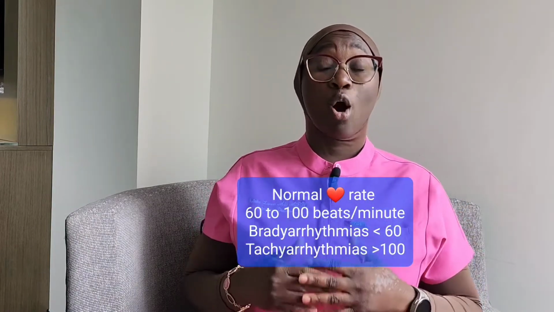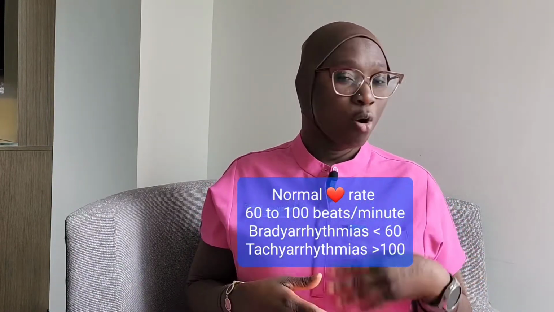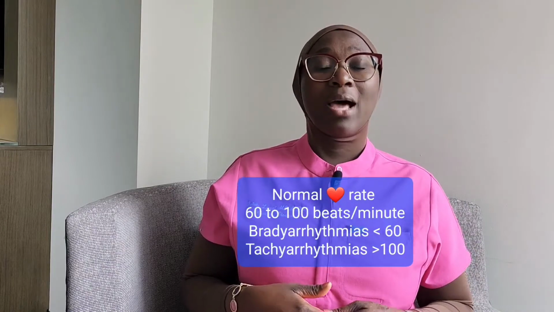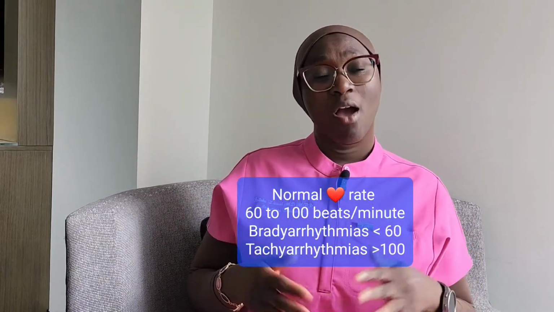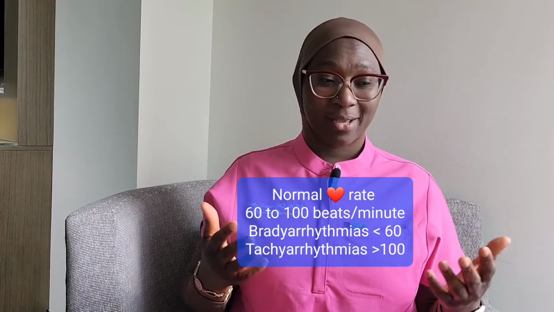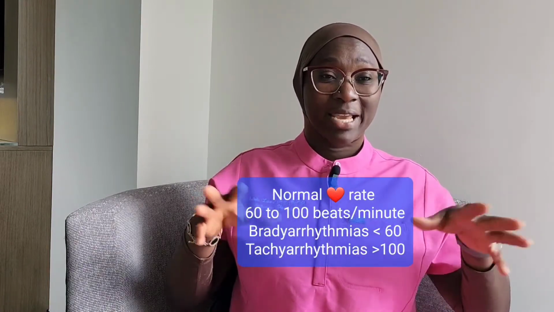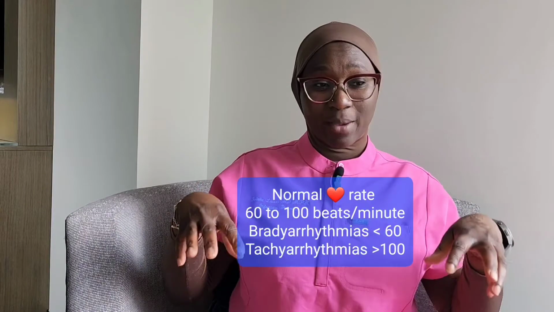Okay? To classify heart rhythm disorders, the first place to start is the rate, the speed, right? The normal heart rate, first of all, is between 60 and 100. Now, if it's less than 60, we call that bradyarrhythmia or bradycardia. And when it is greater than 100, we call that tachyarrhythmia or commonly tachycardia. So that's the first place that we start to distinguish them.